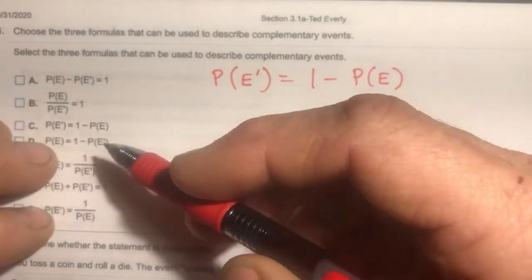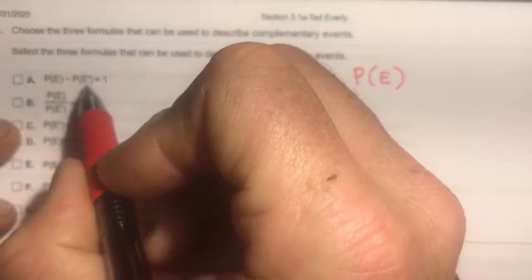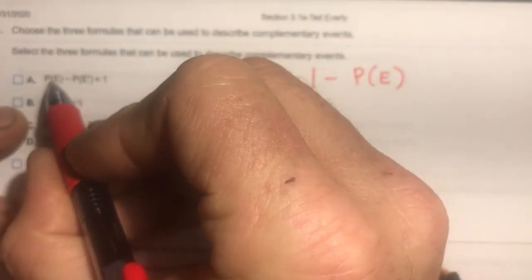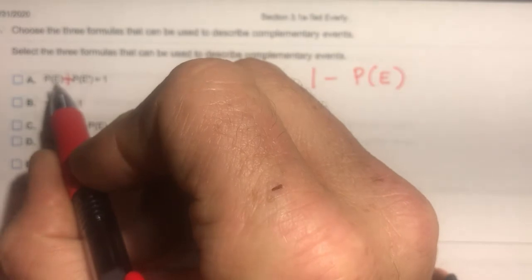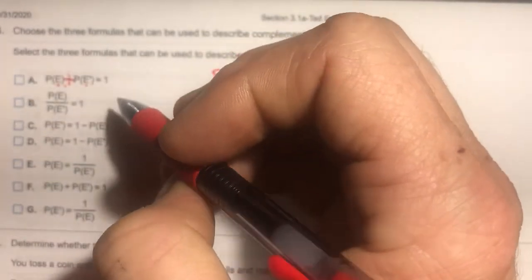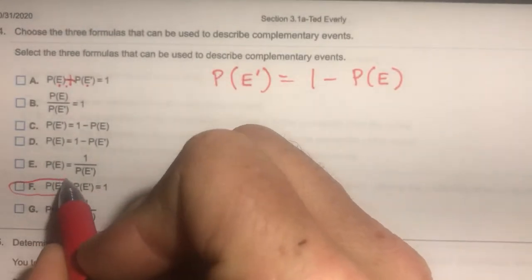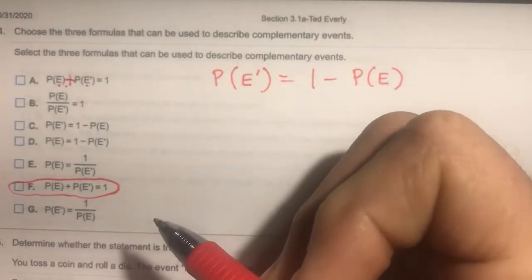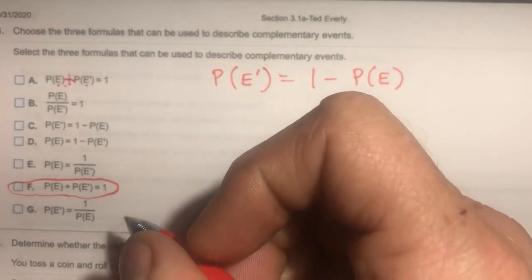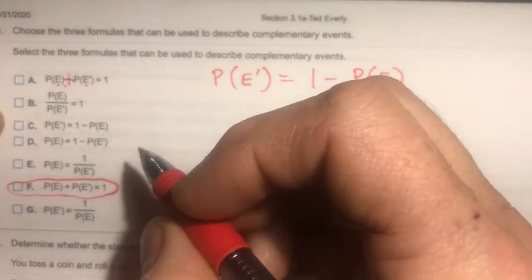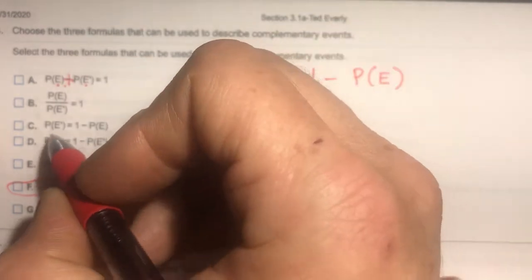So let's look at this right here. There's 3 that are good. This one's not good here. This really should be a plus. The probability of an event happening plus the complement, that should equal 1. Like right here. That's what this one is. So there's one of them right there. I think we got the other 2 right here back to back.